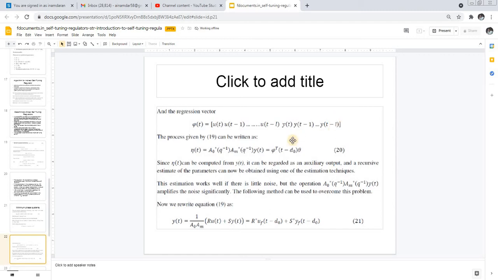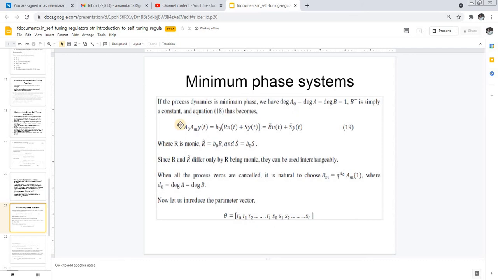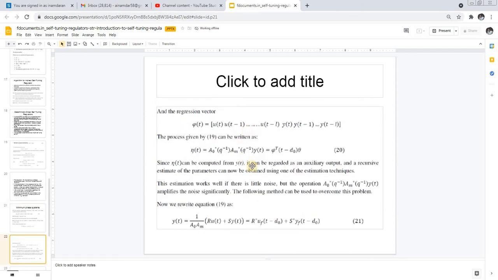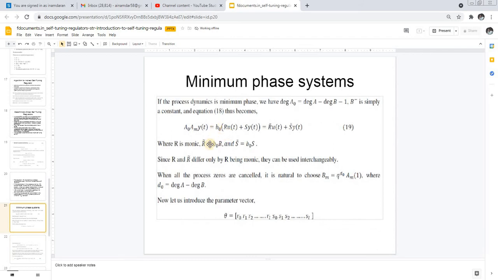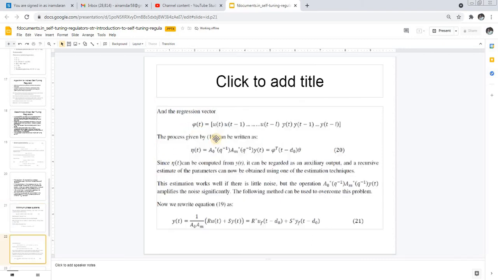Now equation number 19, for the minimum phase case, can be written by equating this as eta of t. So A naught and Am become A naught asterisk and Am asterisk, A naught Am y(t). A polynomial q inverse will be introduced, so A naught asterisk q inverse, Am asterisk q inverse y(t), can be equated to phi of t minus d0 times theta. This is equation number 20.